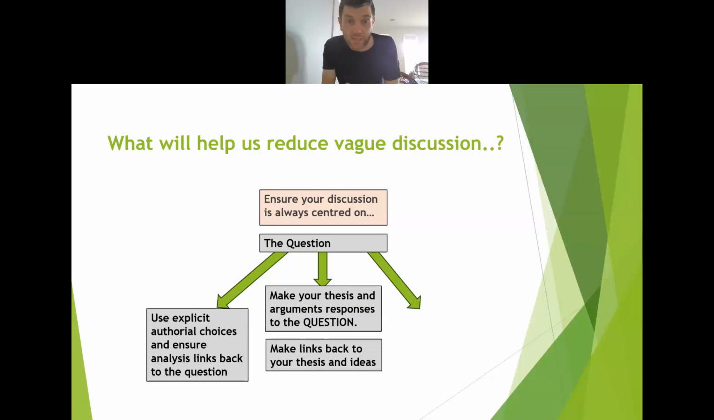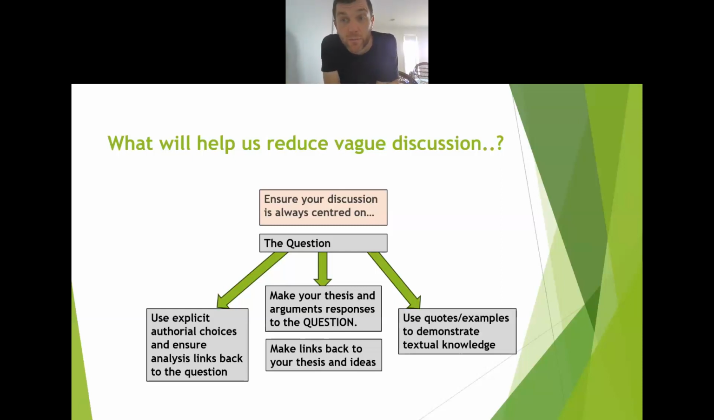So always keep that question in mind. When you're making links back to that thesis, when you're making links back to those ideas, it's always about that question. That's going to help with your specificity. It's going to help with you reducing the vagueness of your discussion, because you're always going to be talking about the question. And lastly, make sure you're using quotes.